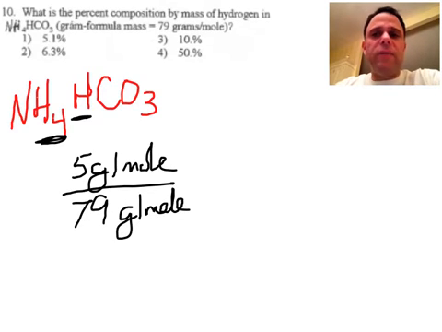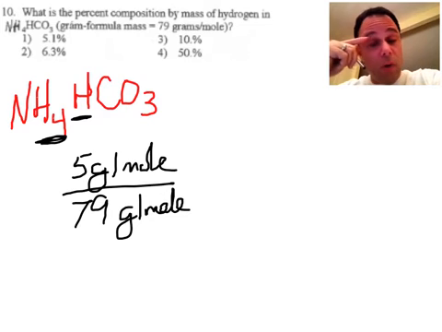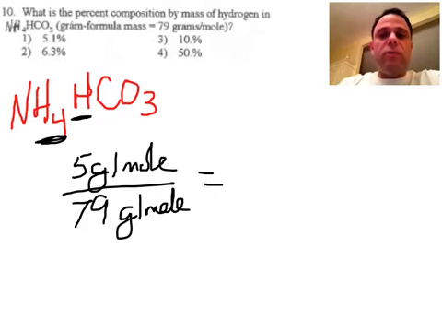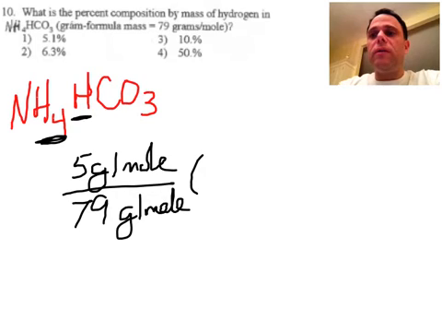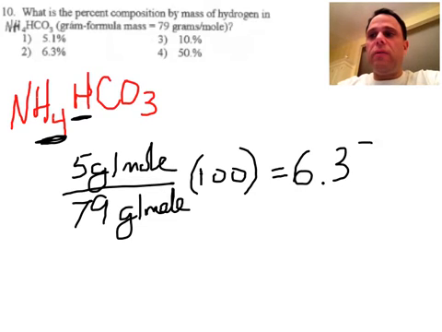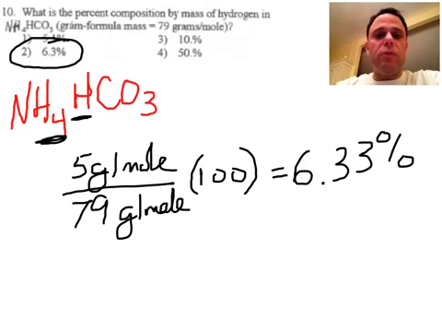Now keep in mind, I don't have to keep on putting the E at the end of mole. It can be abbreviated as mol. All right. Now we do this math. Oh, got to multiply by 100. So we get 5 divided by 79 times 100. That equals 6.33%. Best fit answer is number 2.